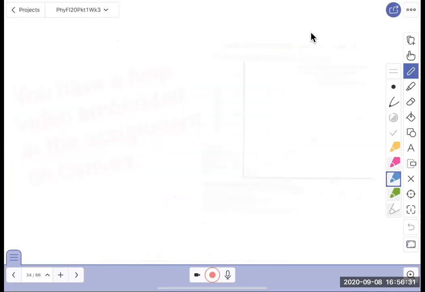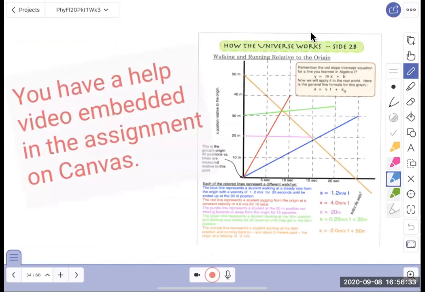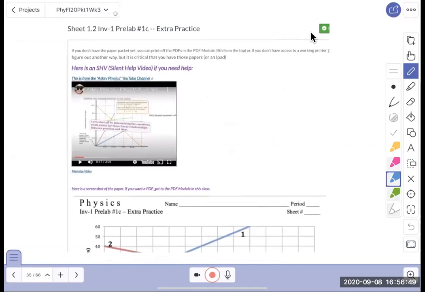I'm not going to leave you hanging because there's a help video available, embedded in the assignments. It goes over this problem here and shows you how to get equations out of the line like you're doing in the homework. To find it, go to sheet 1.2 in the assignments module, and click on sheet 1.2. On Canvas, it gives you a little introduction, then a help video.